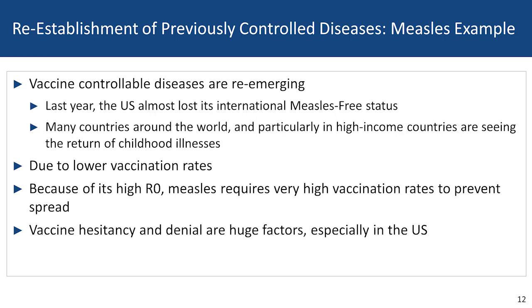Because of the high transmissibility of measles, the high R0, which I said was up to 18, measles requires a very high vaccination rate in order to prevent spread. And unfortunately, vaccine hesitancy and vaccine denial are huge factors in this. As long as that movement persists and laws in the US and elsewhere don't require parents to vaccinate, this trend is going to continue, and we'll see the return of some of these childhood diseases.